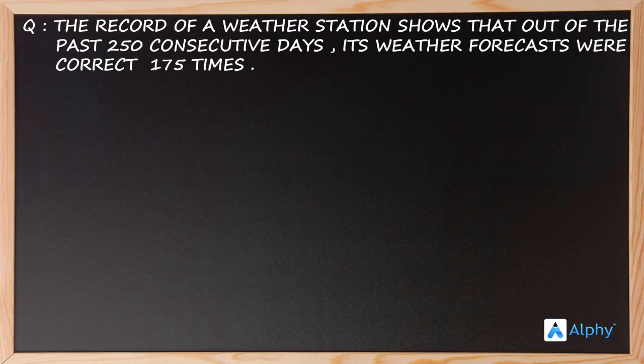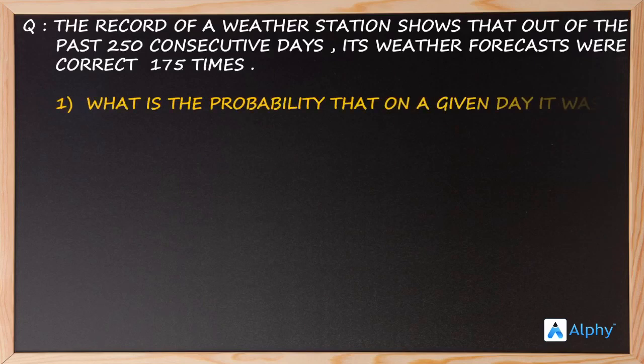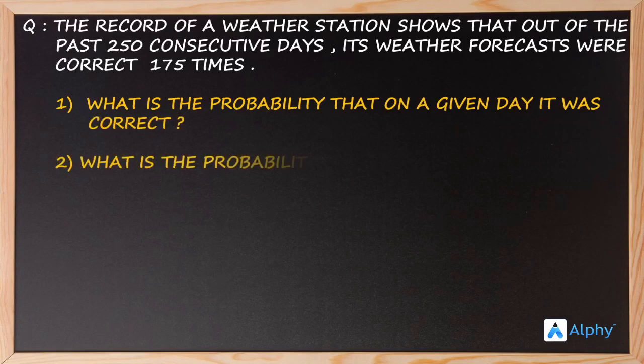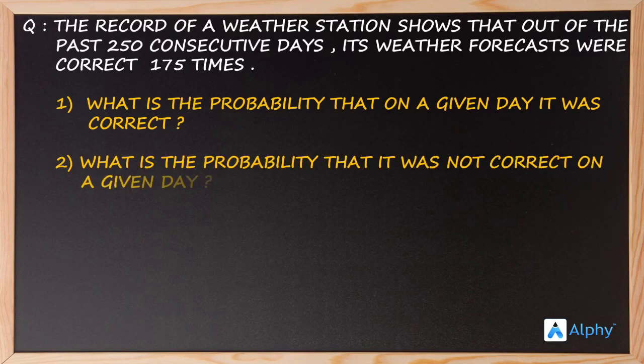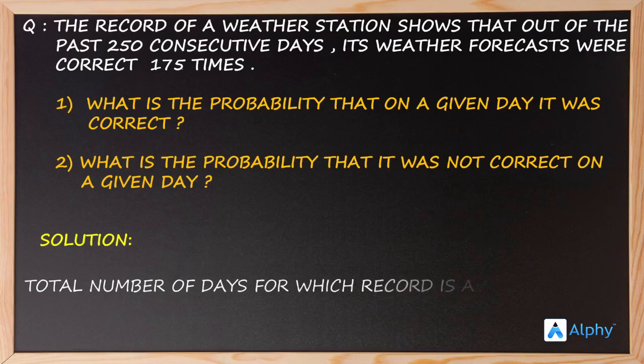So let's see, we have to find out what is the probability that on a given day the weather forecasting was correct, and also what is the probability that on a given day the weather forecasting was incorrect. So let's see the solution. From the question, the total number of days for which record is available is obtained as 250, because as I mentioned earlier, the number of days under consideration is 250.